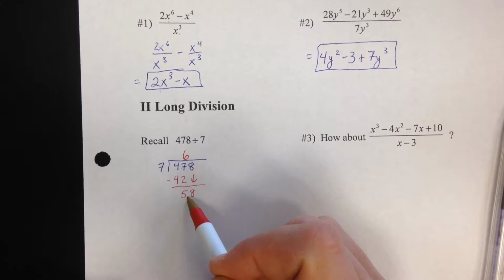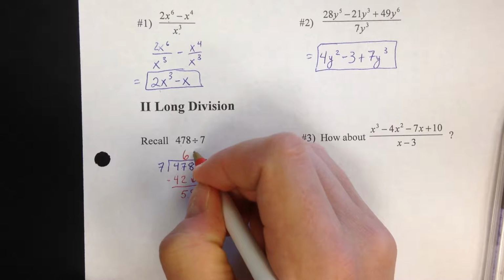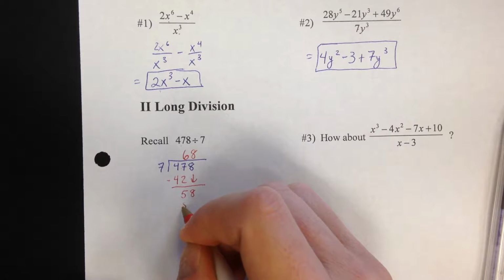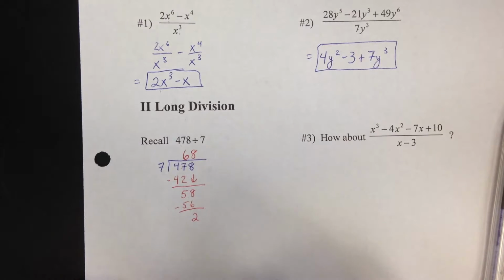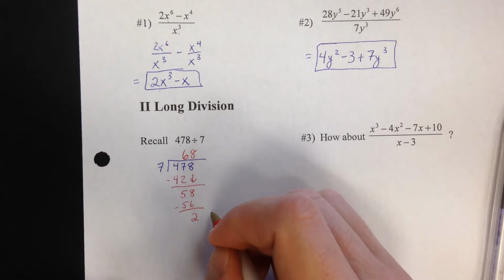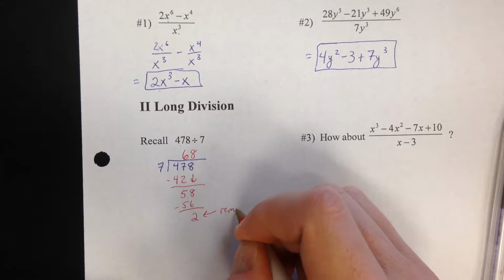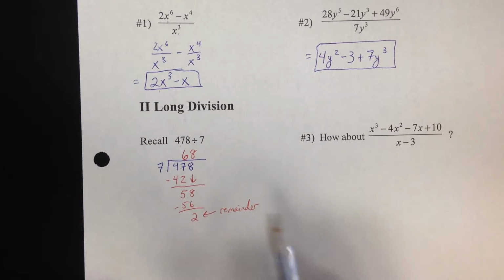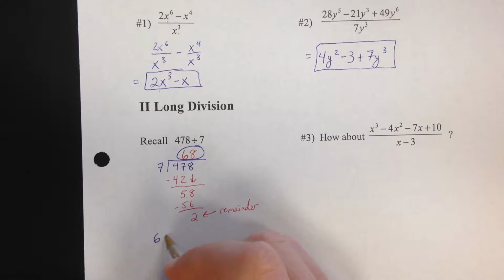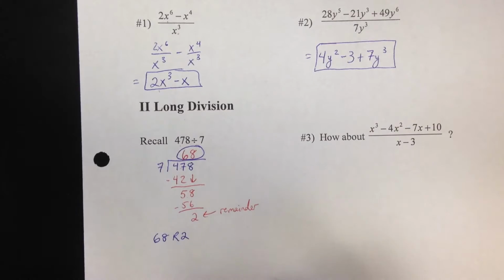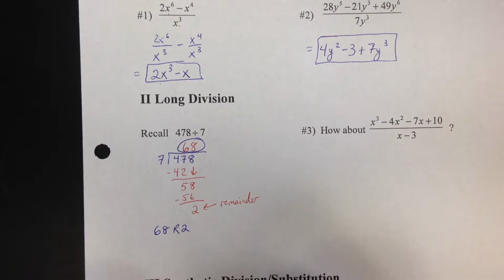7 goes into 58 8 times. 8 times 7 is 56. Subtract, and we get 2 for that. 2 is your remainder. So the answer is 68 with a remainder of 2. So now you may have written this when you were in elementary school. You may have done 68 R2, remainder 2.